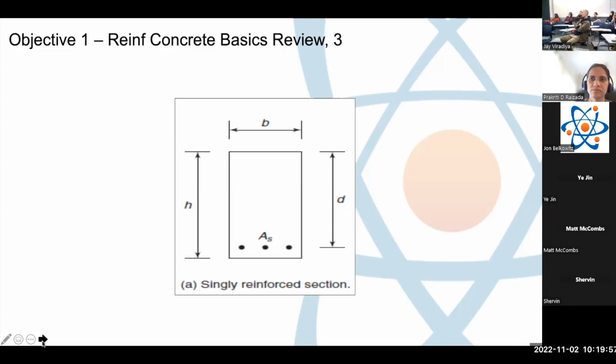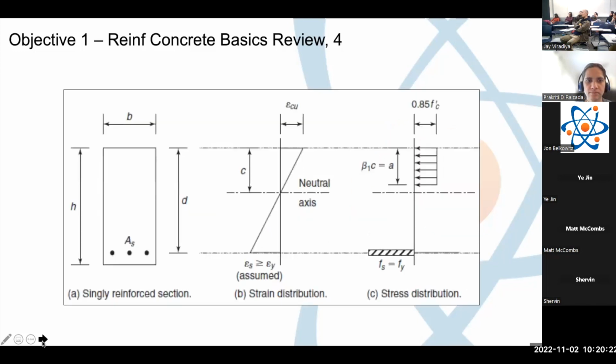Cross section of a single reinforced concrete section. The rectangle itself, we're going to assume is our concrete. The As is our steel area, and we're going to use our basic dimensions: b for the base of our beam, d for the depth from our most extreme compression fiber to the center of our area of steel, and then h for the height of our beam. And with that, we're going to assume the standard strain and stress distribution.